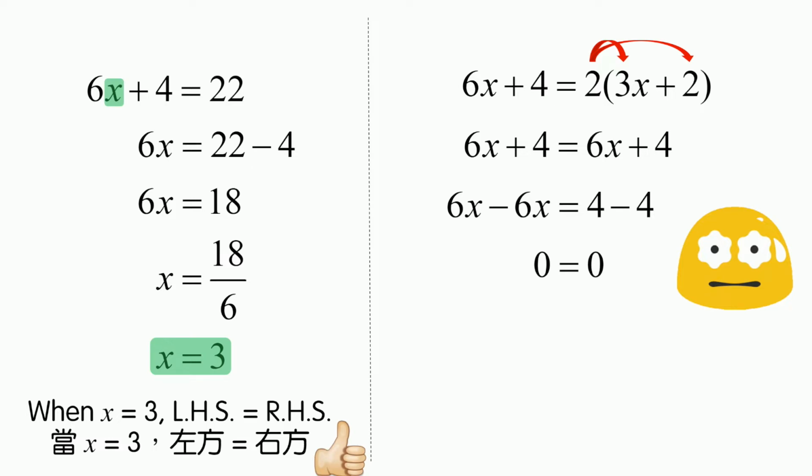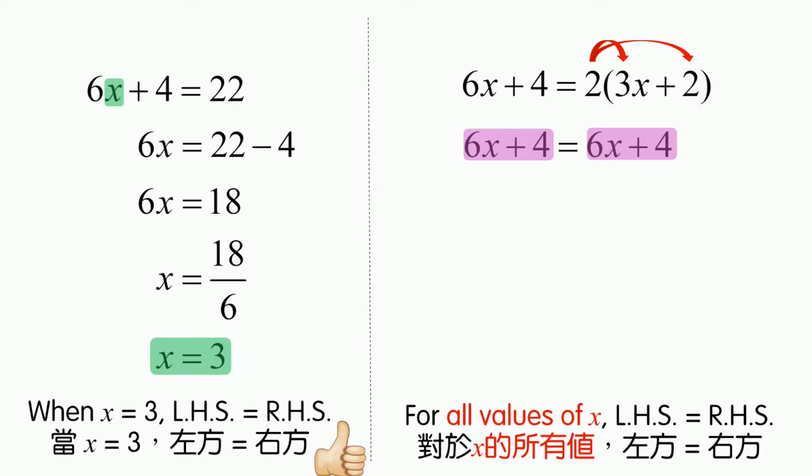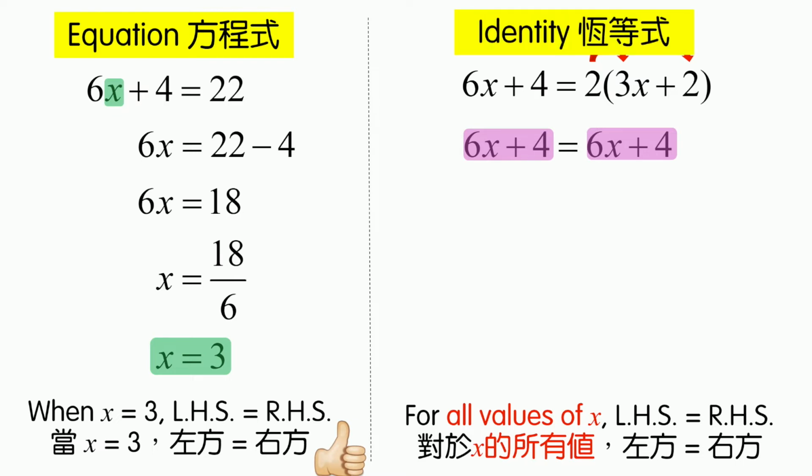Here in the second step, after expanding the brackets, we have already realized that the left-hand side and the right-hand side are exactly the same. This means no matter the value of x, the left-hand side will always equal the right-hand side. Therefore, we call the one on the left an equation, and the one on the right, we call it an identity.